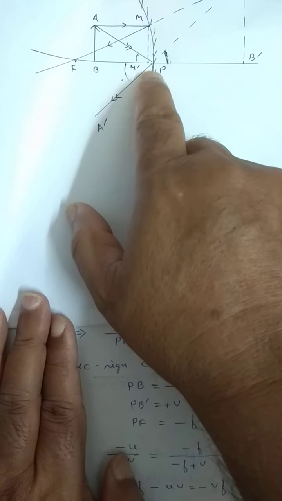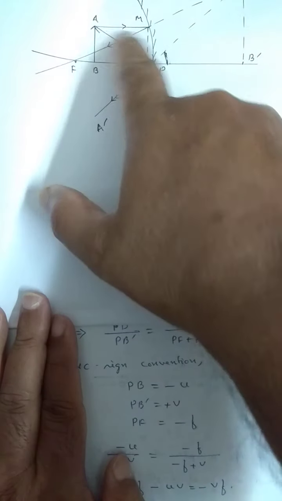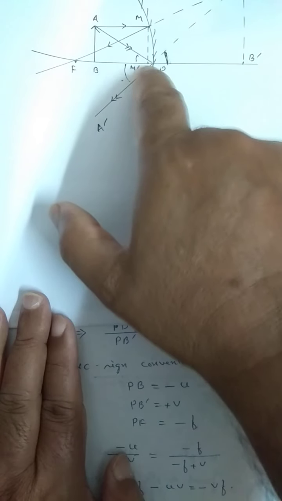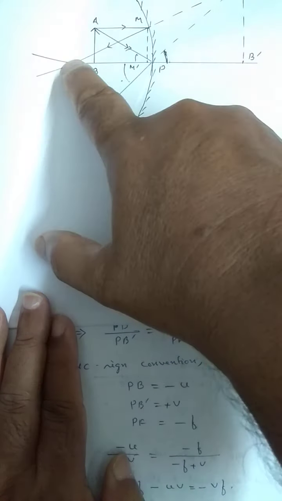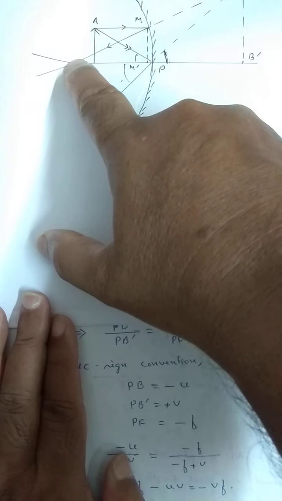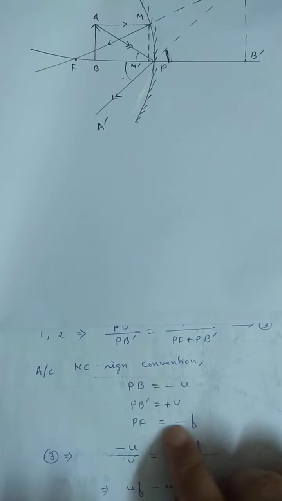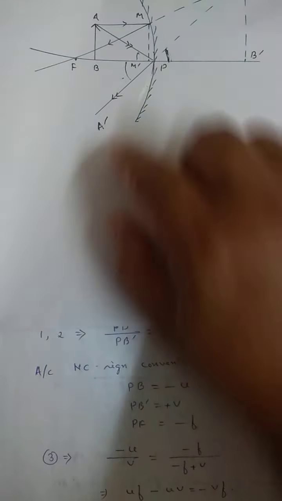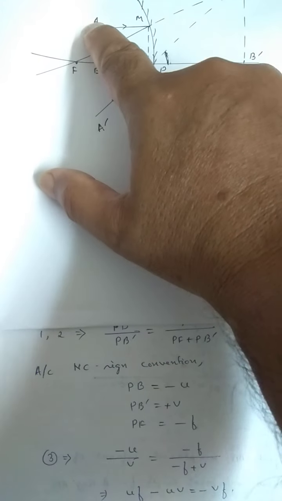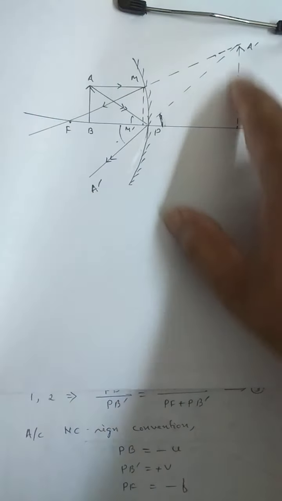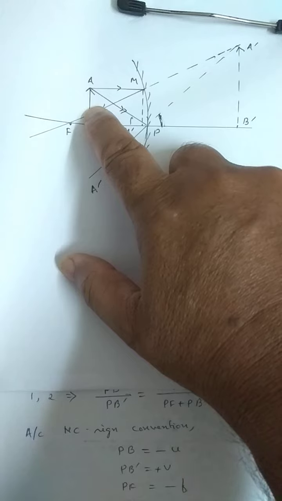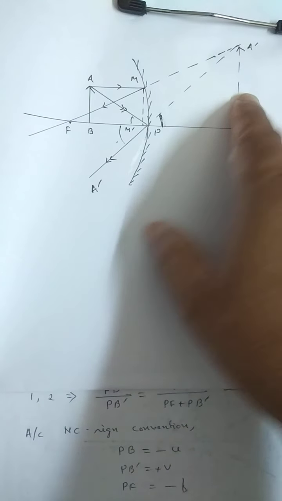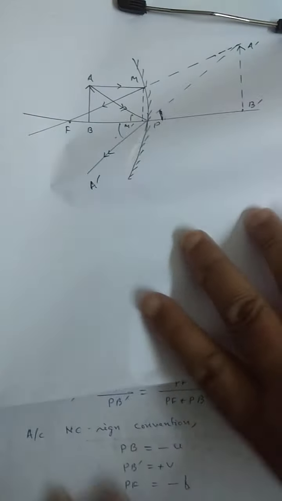In order to measure focal length PF, I have to move against the direction of the incident ray. So therefore, focal length is negative. Again, AB is above the principal axis, so it is positive. Similarly, A dash B dash is also above the principal axis, so it is positive. It is Ho, height of the object, and Hi, height of the image.